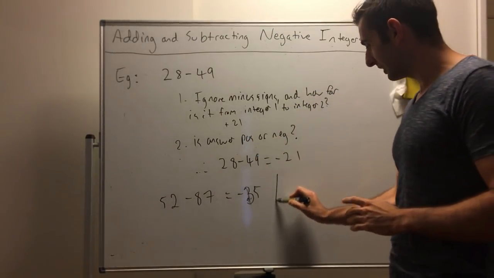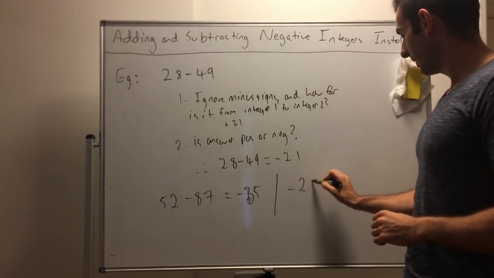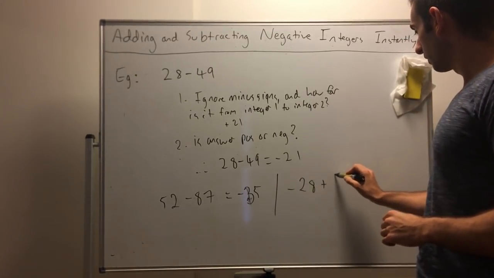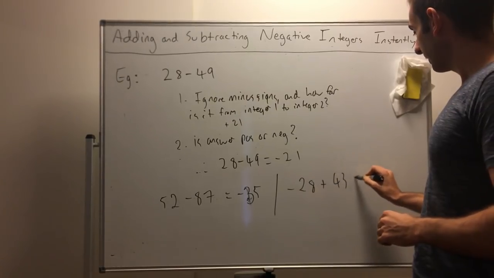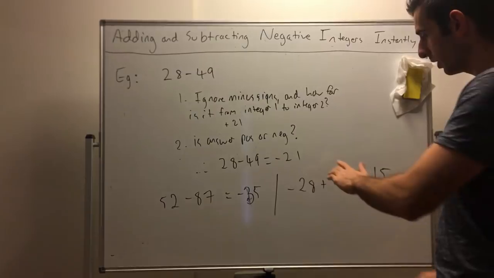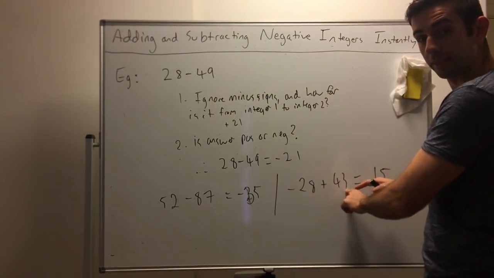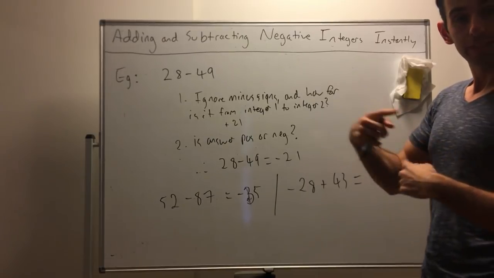And just one more bonus example. Let's say negative 28 plus 43. Answer's 15. Straight away, how did I get that? Ignore the minus, and I think, how do I go from 28 to 43? I just go up 15.